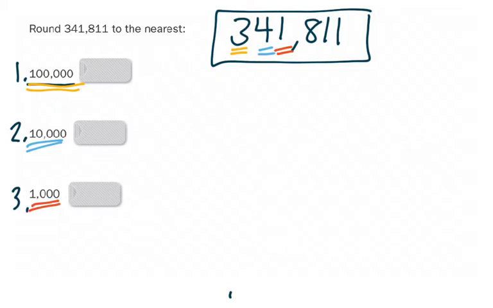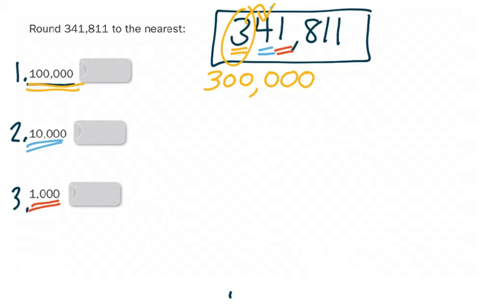Would you go ahead, pause the video, and round this number 341,811 to the nearest 100,000, 10,000, and 1,000. Go ahead and pause the video and complete it. For number 1, rounding to the nearest 100,000, we're going to circle the number in the 100,000s. 1 to the right, 5 or more, raise the score. 4 or less, let it rest. It's 4 or less, so we let it rest, and everything after the 100,000s turns to a 0.